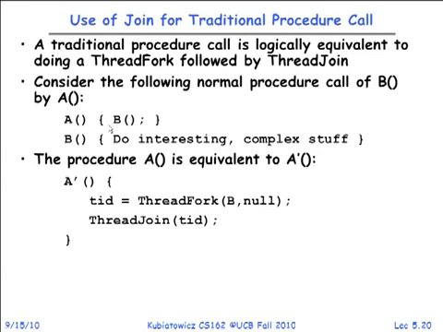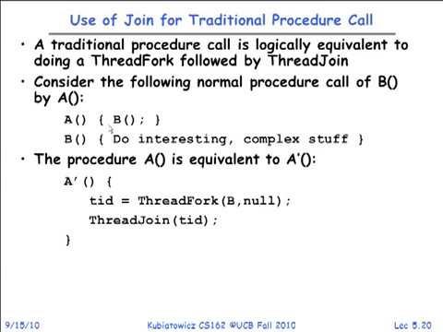Yeah, we're wasting a lot of creation and join overhead in this instance, but I like this equivalence as a way of understanding what it is that fork and join do in this circumstance. Normally, why not do this for every procedure?